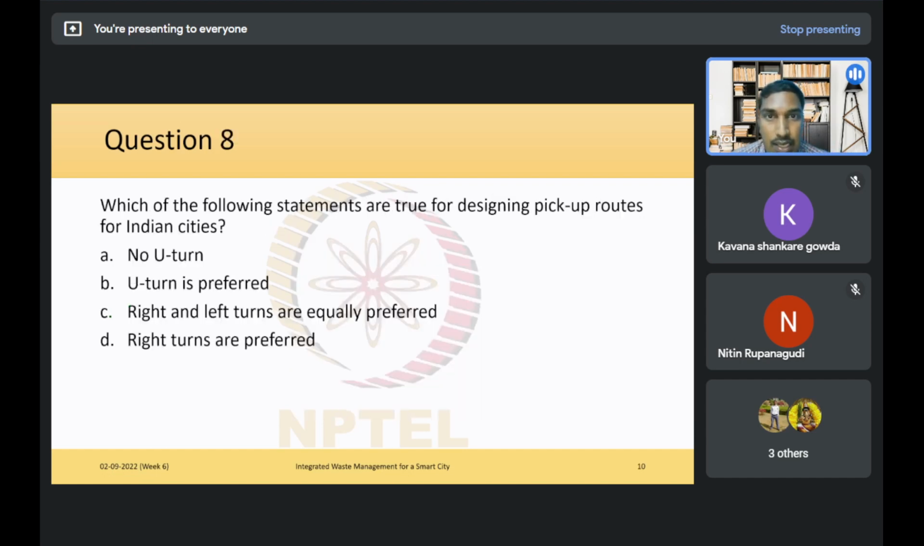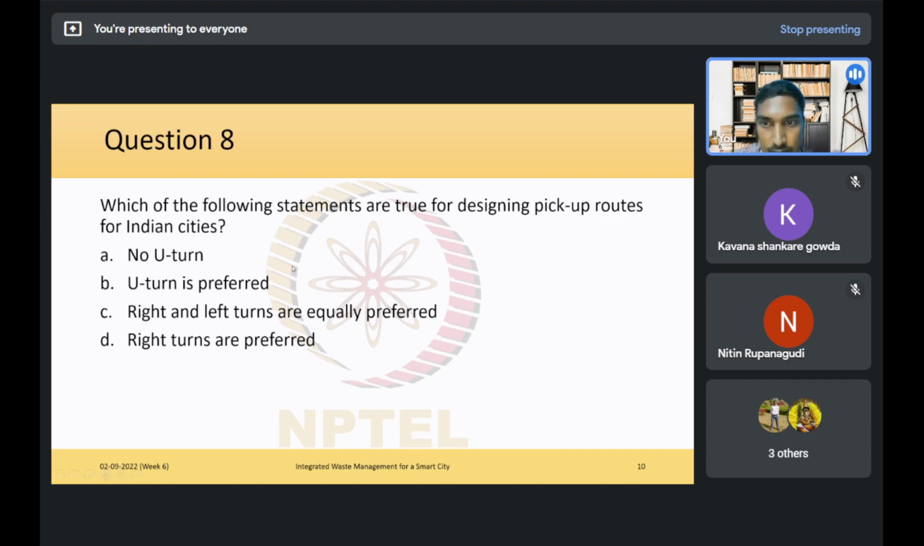Okay, so question number 8 is, which of the following statements are true for designing the pickup routes for Indian cities? The options are: A, no U-turn. Option B is U-turn is preferred. Option C, both right and left turns are equally preferred. And option D is right turns are preferred. So we need to say which of these are correct for the Indian context, right?